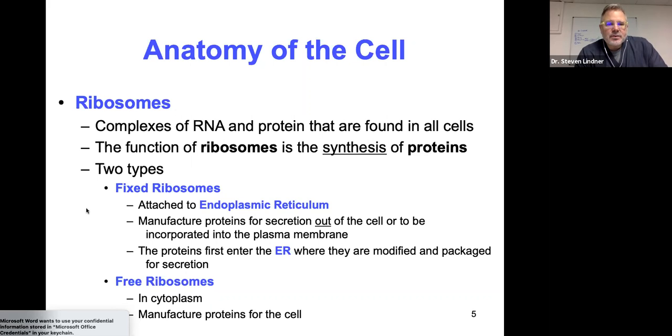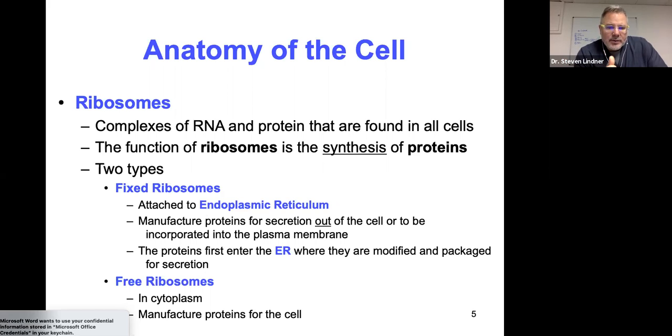The fixed ribosomes are the ones that are attached to the ER, the endoplasmic reticulum. And these are going to make proteins that are used for secretion out of the cell. So it can make proteins that need to be exported out, or those proteins that are produced there could be used to recycle any damaged protein within the cell membrane. Remember, I said the cell membrane is made up of proteins and fats.